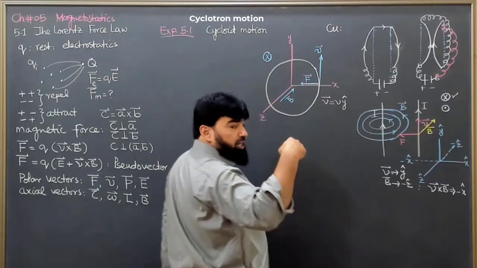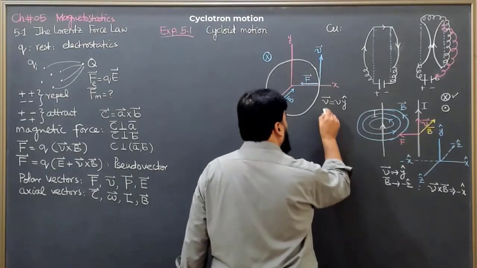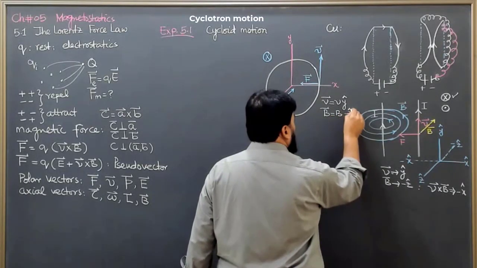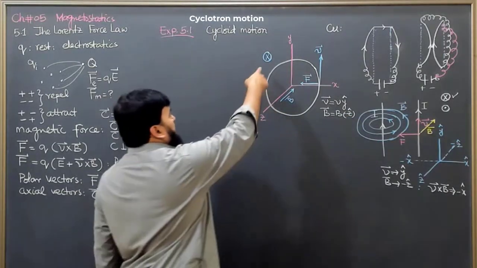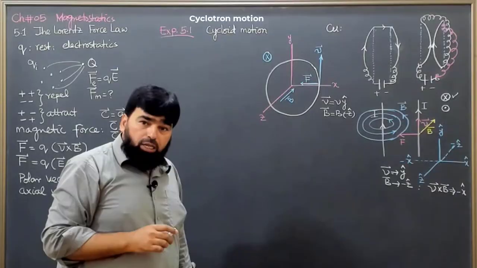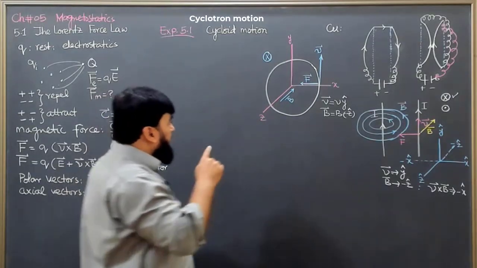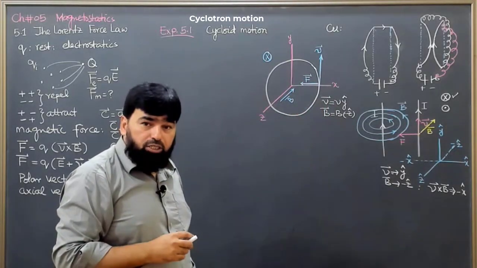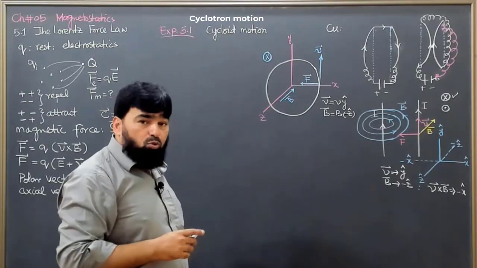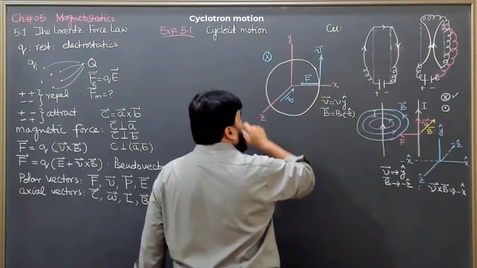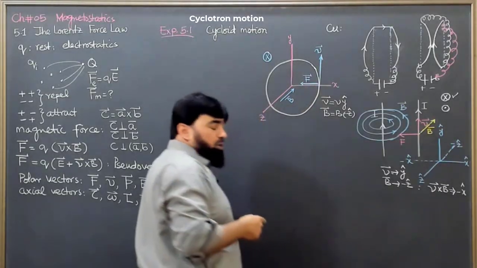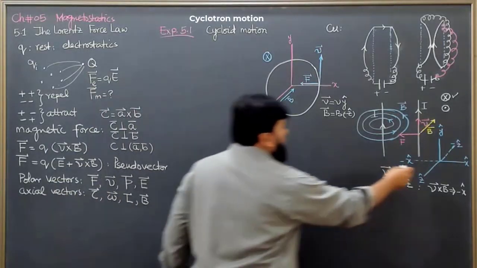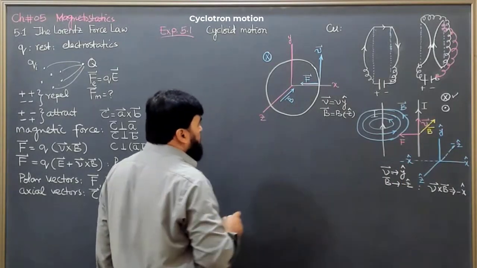This speed v is in the y direction, while the magnetic field is into the page. So the magnetic field is B, and this is in the minus z direction. It is going into the page. Now the particle is moving perpendicular to the magnetic field, so it will have a force in this direction, because this force is supposed to be perpendicular to v and to B. So the only direction possible is the minus x direction, as it was here.